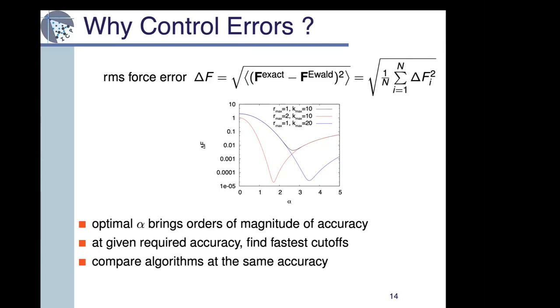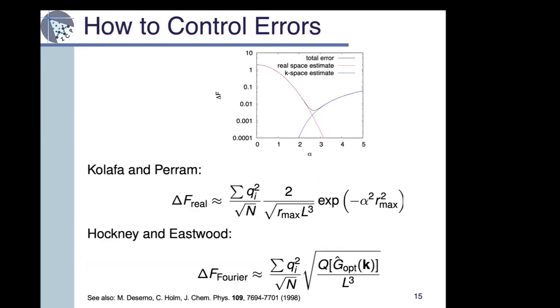Well, luckily enough, there are formulas which tell you exactly how the real space value varies with alpha, and there are formulas for how the Fourier space error varies with alpha. So you can basically fit these two curves here, which go down there, and always find the optimal ones by using the intersection point. Now, these come from Kolafa and Perram.